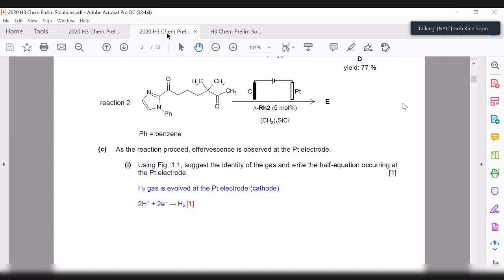I expect them to be able to interpret the mechanism and tell me what is a suitable gas that was evolved at the cathode, right? So if they are able to interpret the mechanism properly, they should be able to detect that H2 gas was evolved. In fact, not a lot of students are able to do this, but some are able to detect that it was in fact the H2 gas that was evolved.